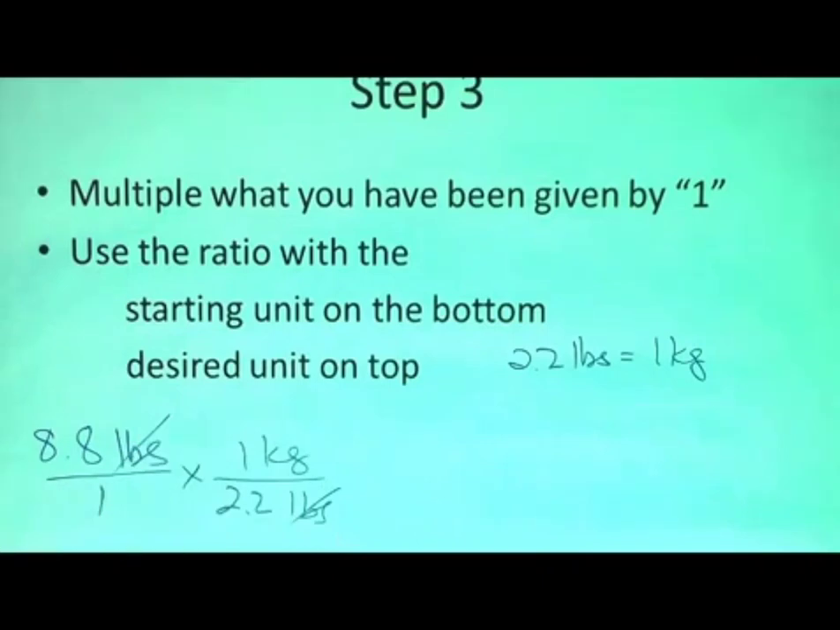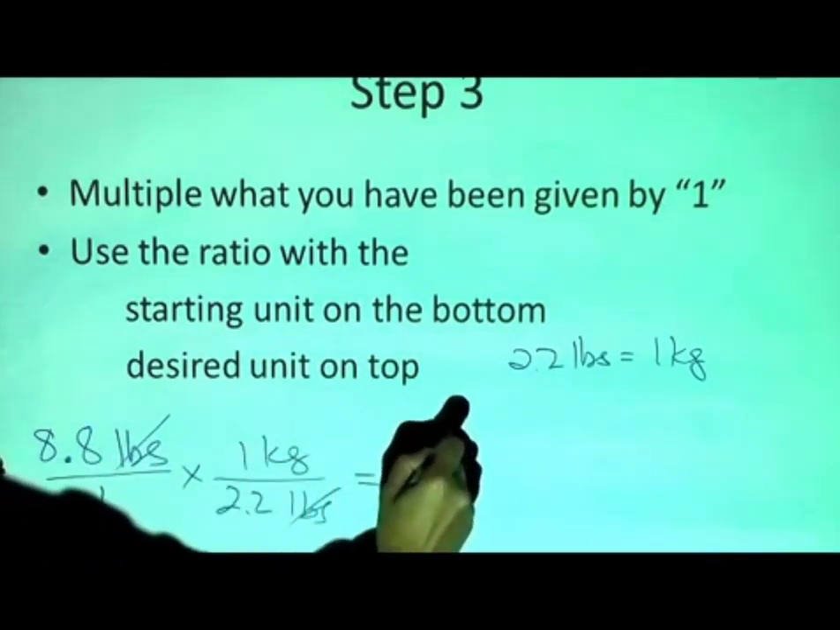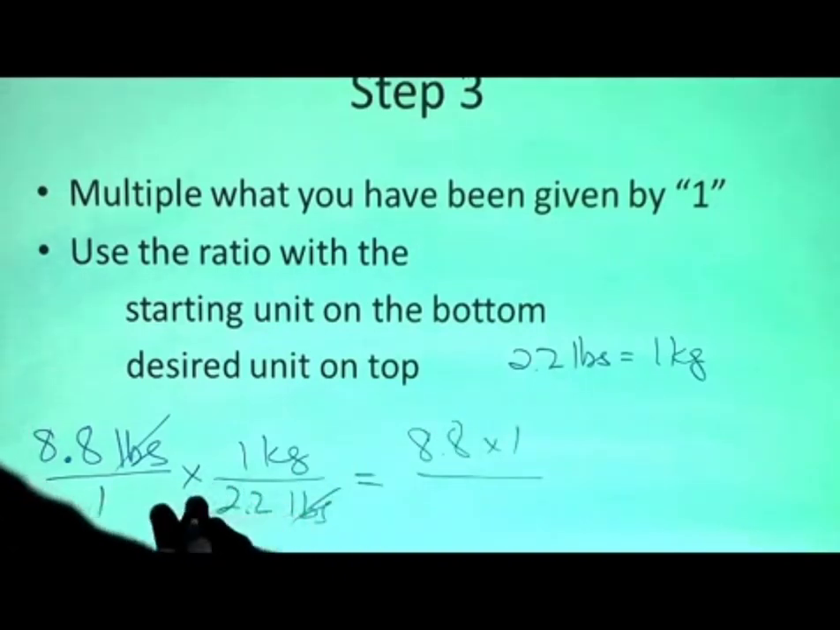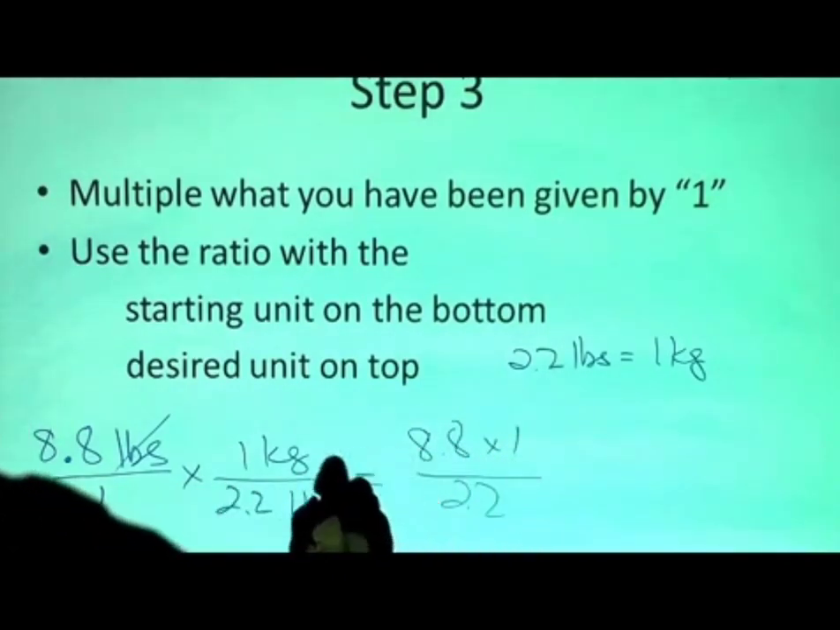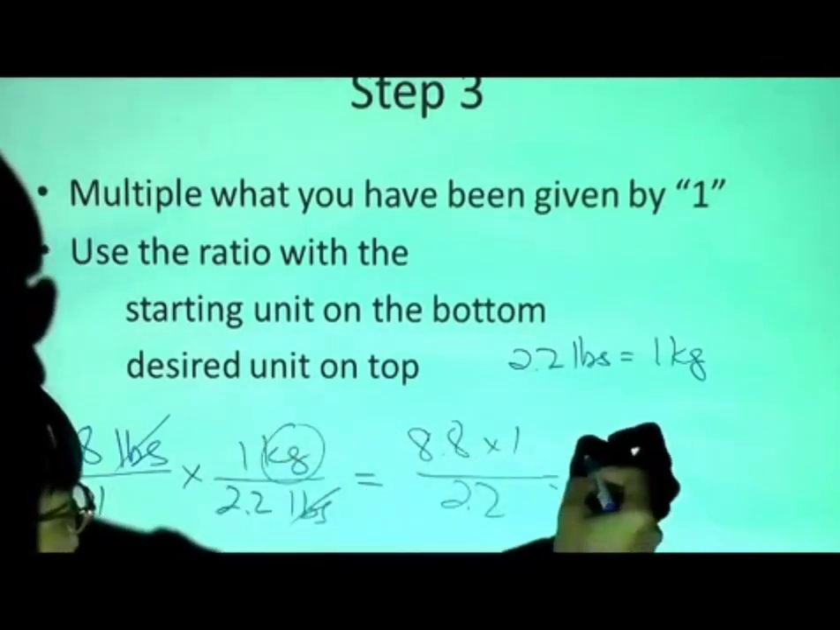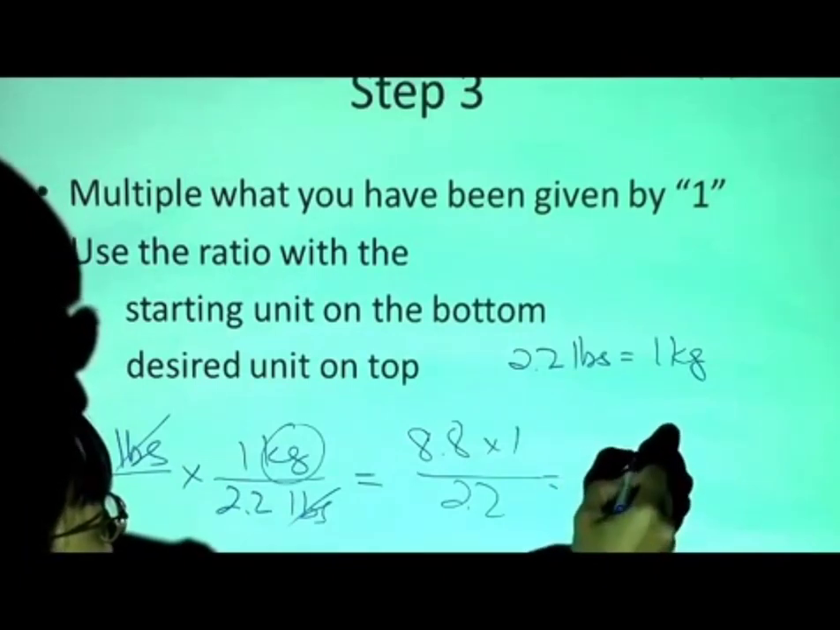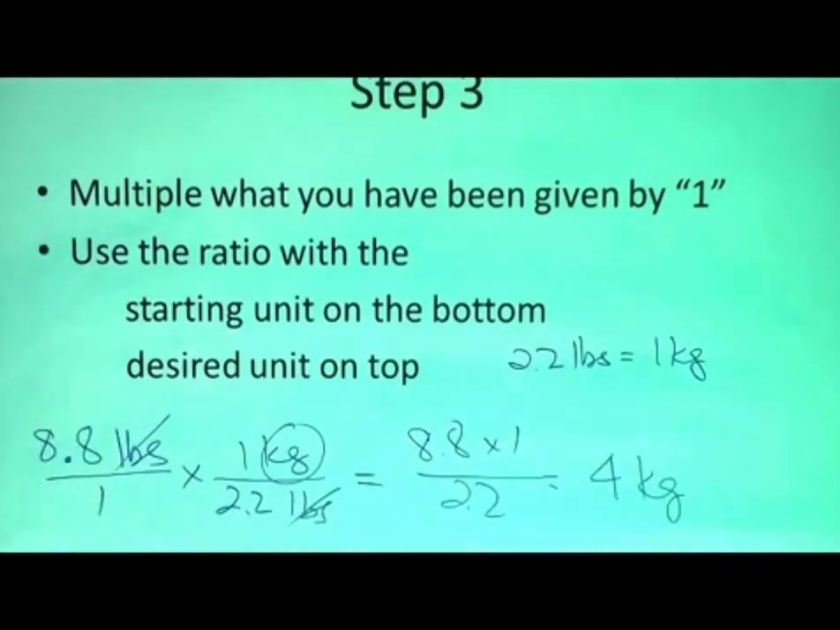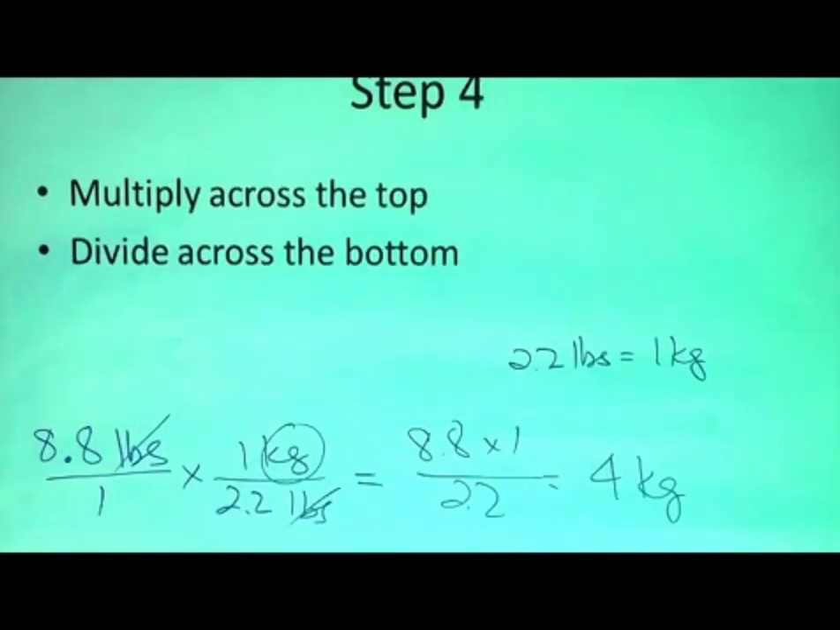So you take 8.8 times 1 divided by 2.2, and the answer now is going to be in kg. So the answer is 4 kilogram. Okay? And sure enough, that's what we did. We'll multiply across the top and then divide across the bottom, and the answer is 4 kg. I hope that makes sense.